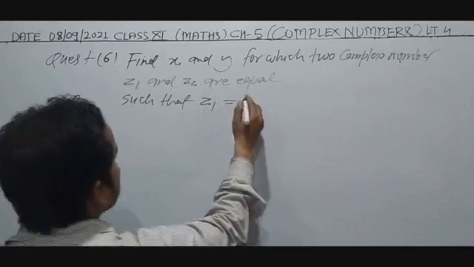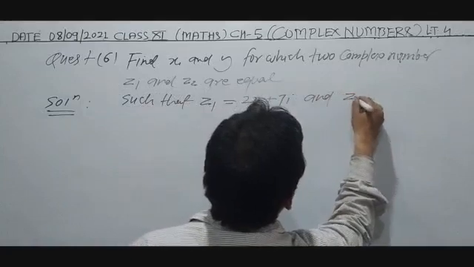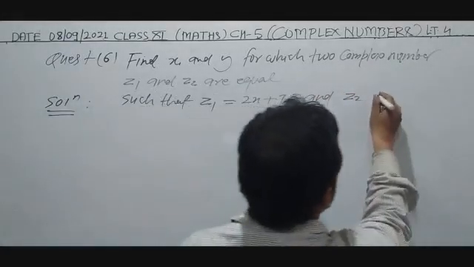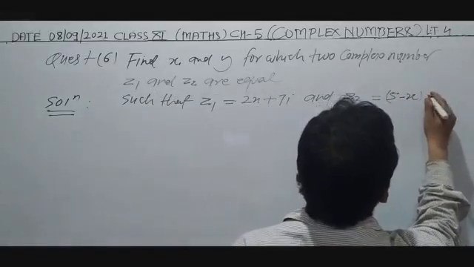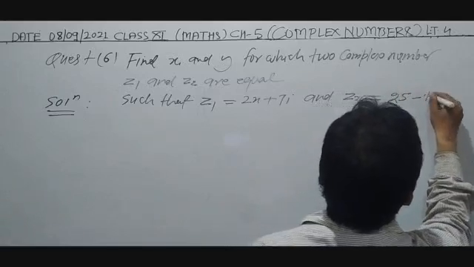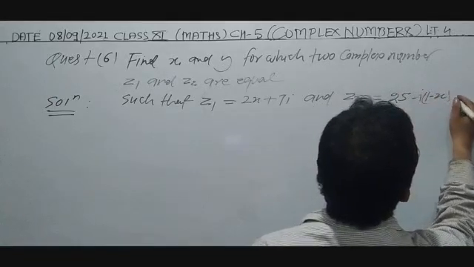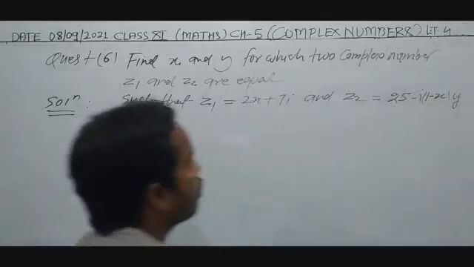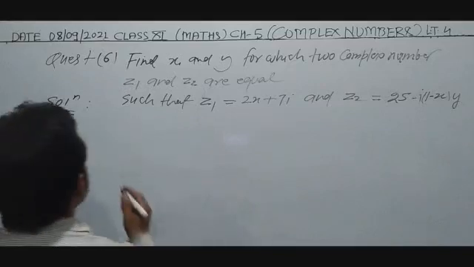z1 is equal to 2x plus 7i and z2 is equal to (5 minus x)... minus 1 minus x, this is iy. So you have to simplify. This is given.